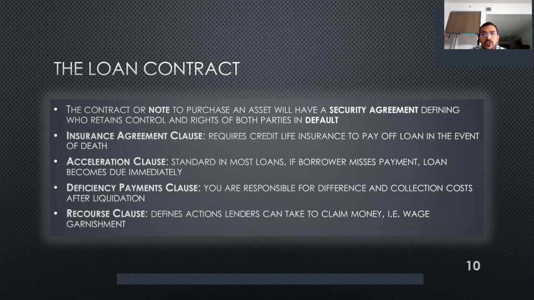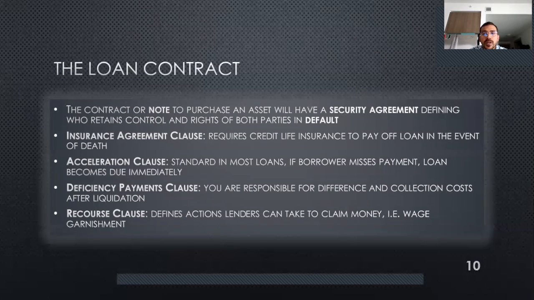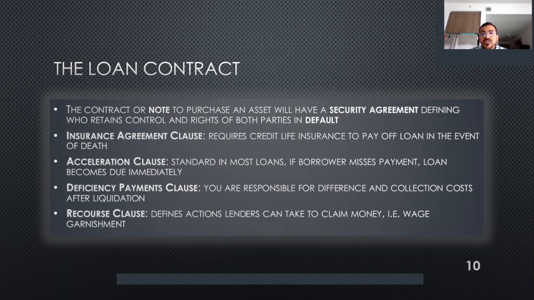The first one, insurance agreement clause, which requires credit life insurance to pay off the loan in the event of a death. Acceleration clause, which is standard in most loans, implies that if the borrower misses payment, the loan becomes due immediately. Deficiency payment clause, which is standard on secured loans. The borrower is responsible for the difference in collection costs after liquidation. Recourse clause, which defines the actions lenders can take to claim money, for example, a wage garnishment.